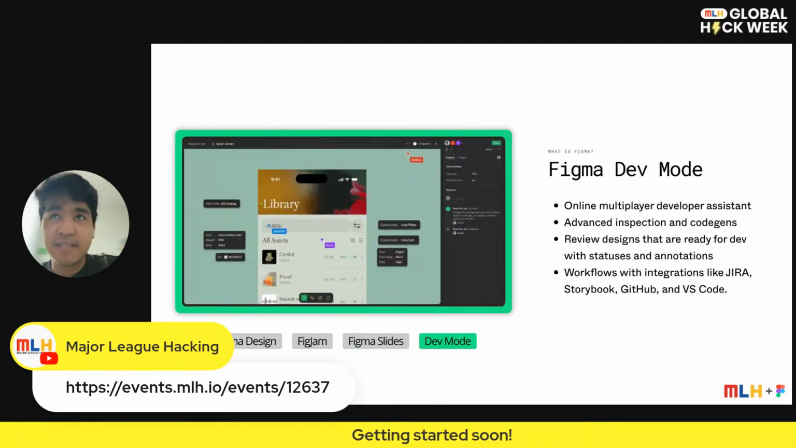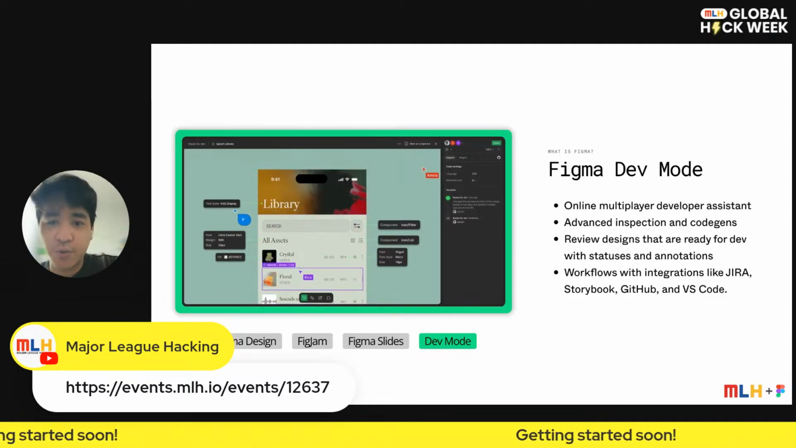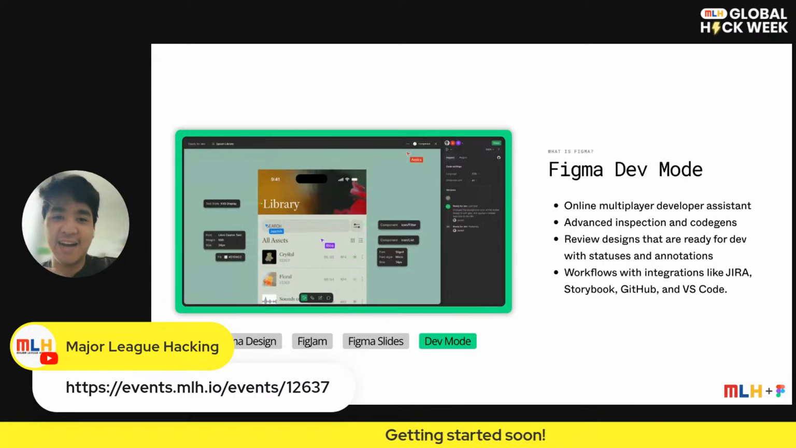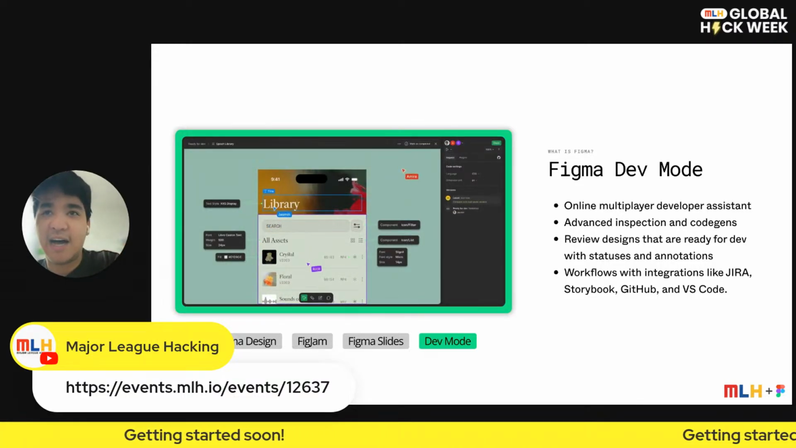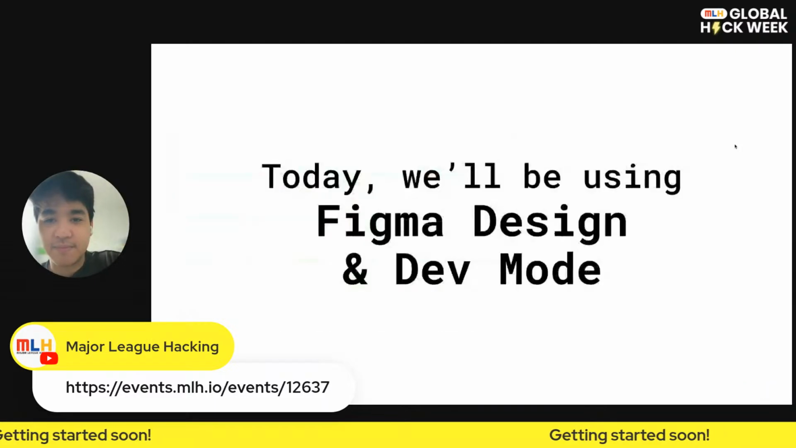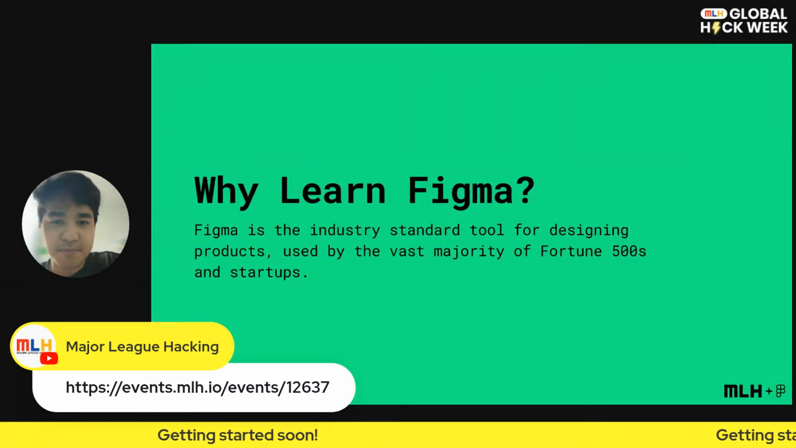After that, we have Figma Dev Mode. Think of it as an online developer assistant. It has advanced inspection and code gen tools so that you can turn your designs into code very simply, which is really cool. So for this workshop, we're going to be covering how to use Figma Design and Dev Mode.